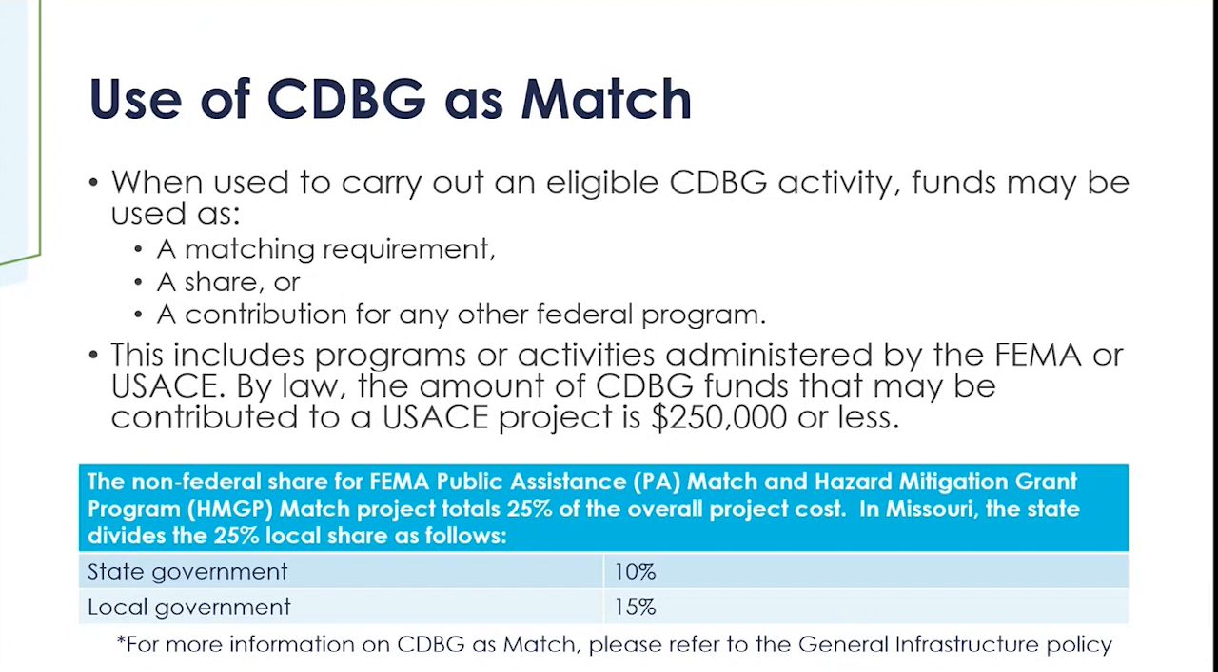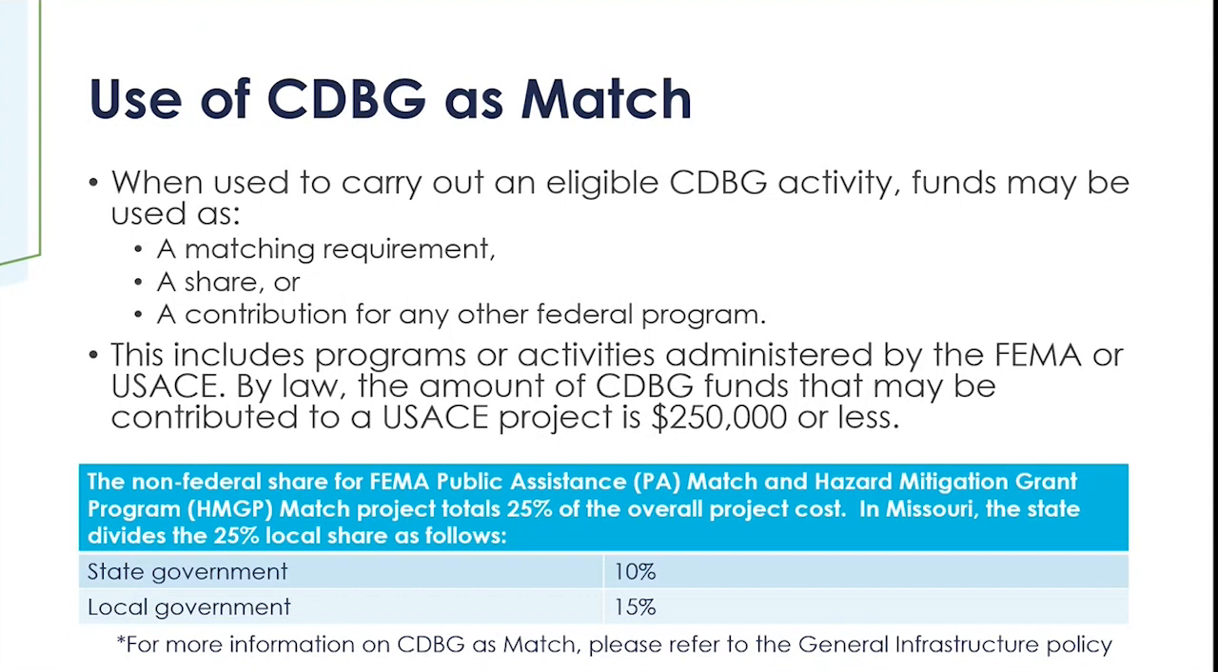When used to carry out any eligible CDBG activity, funds may be used as either a matching requirement, a share, or a contribution for any other federal program. This does include programs or activities that are administered by FEMA or the United States Army Corps of Engineers. By law, the amount of CDBG funds that may be contributed to an Army Corps of Engineers project is $250,000 or less.